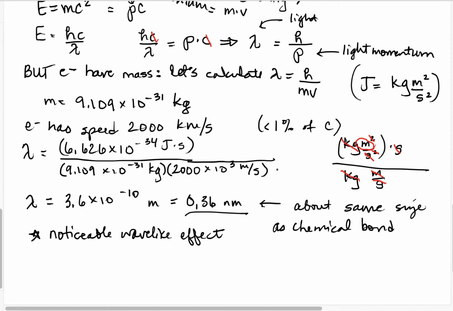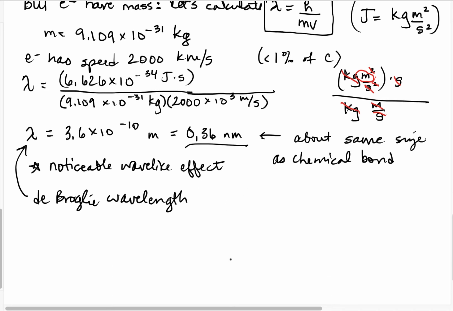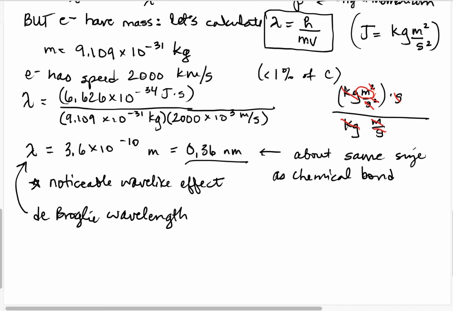Okay, so notice though that this equation, oh, and I should mention to you that this is called the de Broglie wavelength. Notice though that the de Broglie wavelength can be calculated for anything that has momentum. So does that mean that anything can have a de Broglie wavelength? Well, I guess theoretically, but let's look at how big it is.